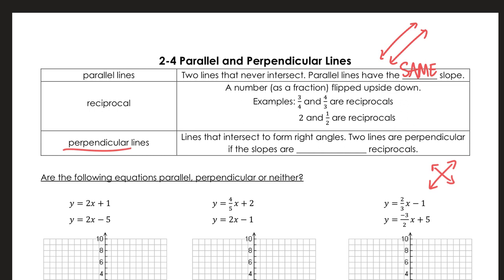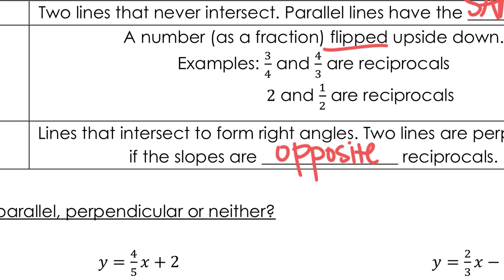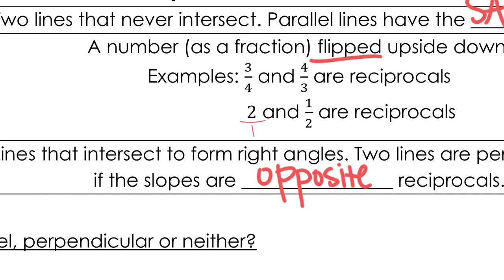In order to have perpendicular lines, the slopes are what's called an opposite reciprocal. Reciprocal is a big word that we talk about in math, which basically means we take a fraction and we flip it upside down. So there's a couple examples. If we have the slope 3 over 4, the reciprocal would be 4 over 3. So we flip it. If we have the number 2, that is a whole number, so we know it's divided by 1. So to have the reciprocal, we would flip it upside down to become 1 over 2.